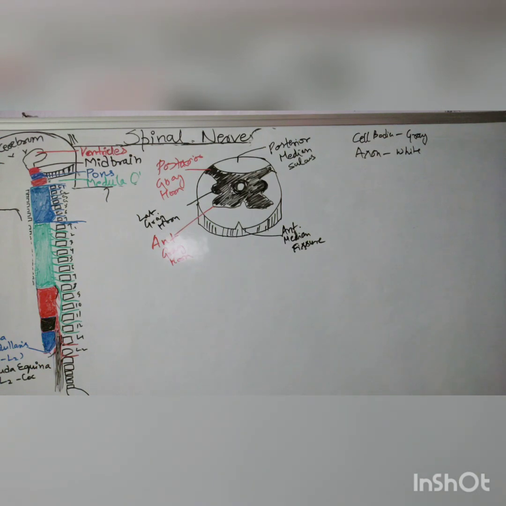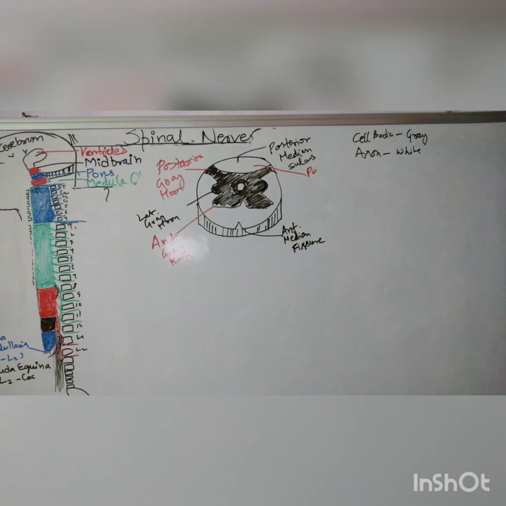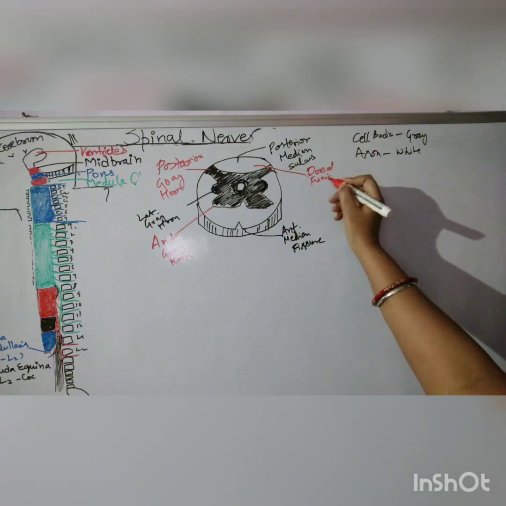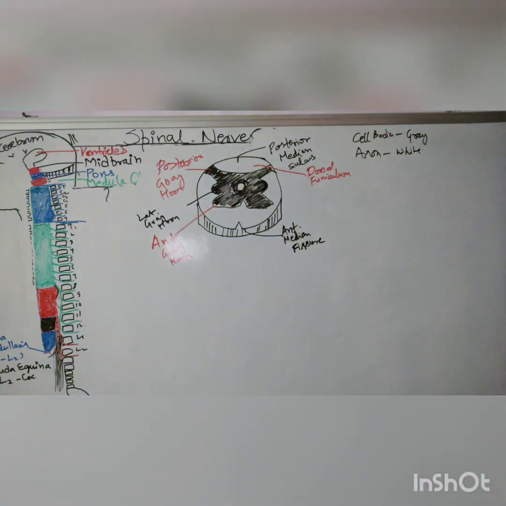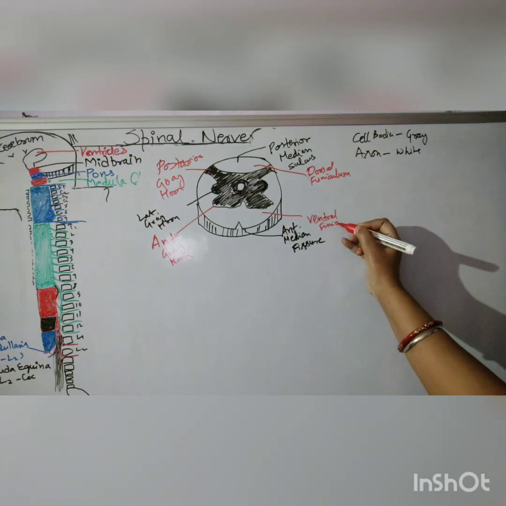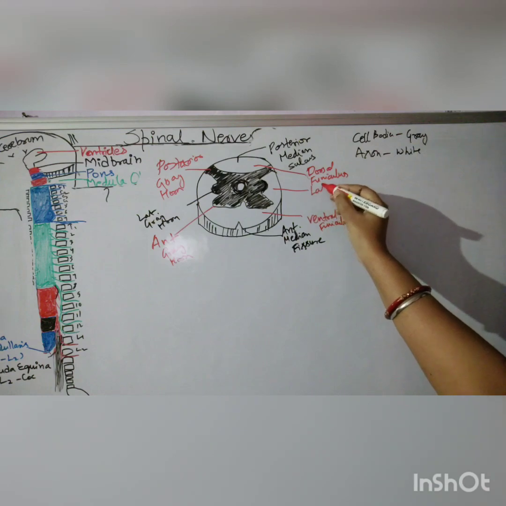Now this is your posterior white column, or we can say this is your dorsal funiculum. You can simply say this lies in the posterior part, so it is a posterior white column, or your dorsal funiculus. So this is your ventral funiculus, and this is your lateral funiculus.